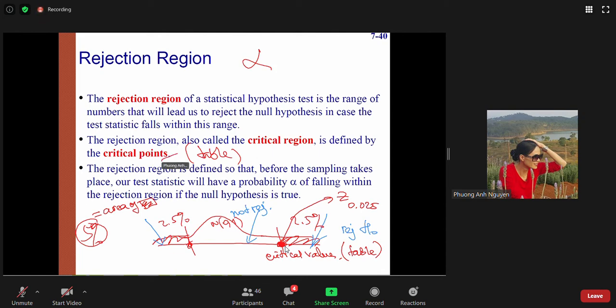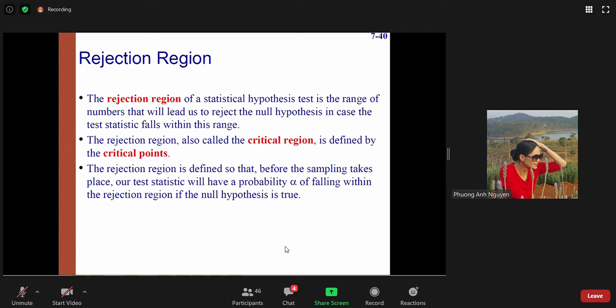For the rejection region, you determine the form, two tails or one tail, from H0 and H1. So again, the rejection region will help you decide whether you reject or not. If the test statistic belongs to the rejection region, we reject H0.